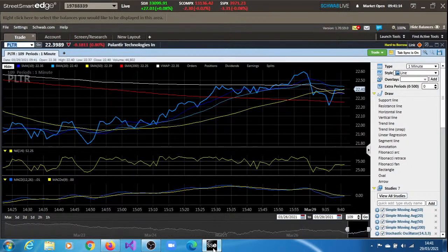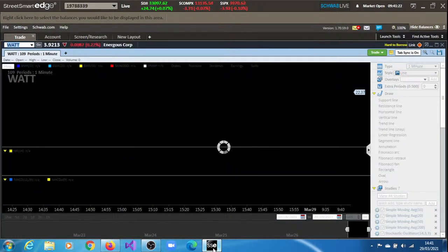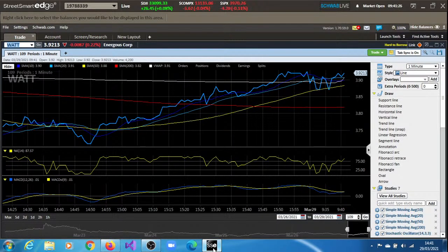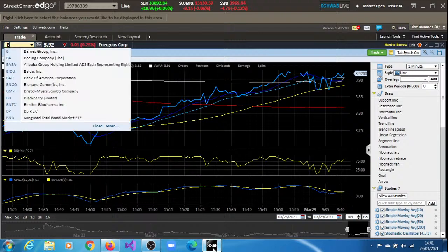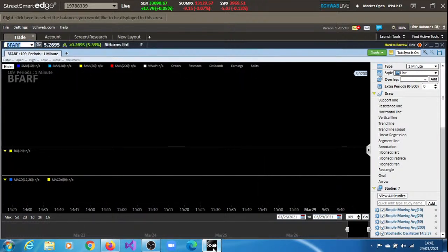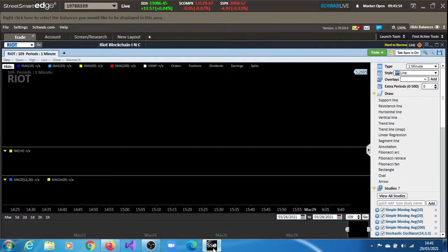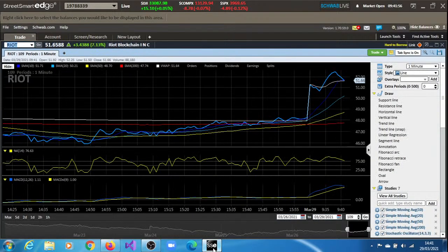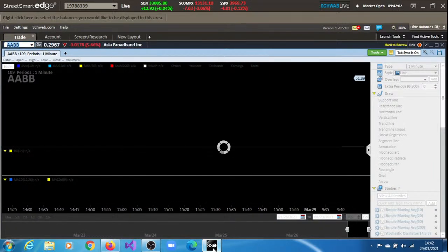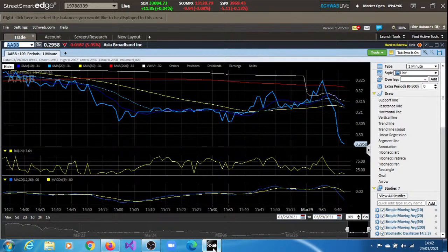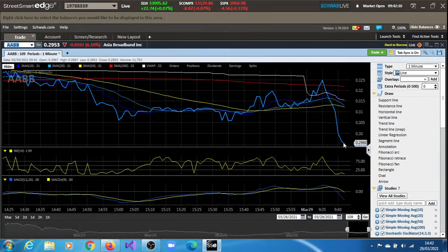Palantir is down 0.8%. And Negos Corp is down 0.22%. Bitfarms Limited up 5.39%. Riot Blockchain up 7.3%. Asia Broadband down 6% roughly. Based on this 1 minute live chart, it's presenting a buying opportunity.